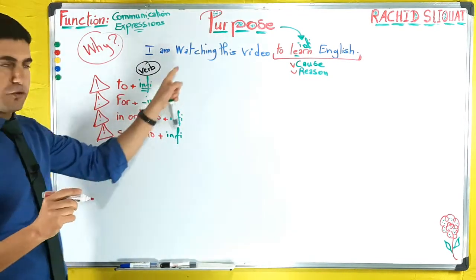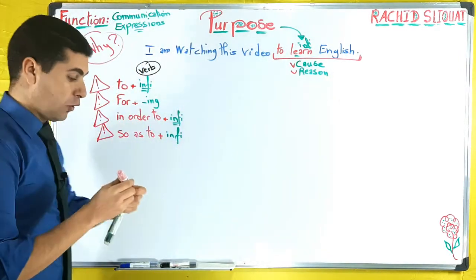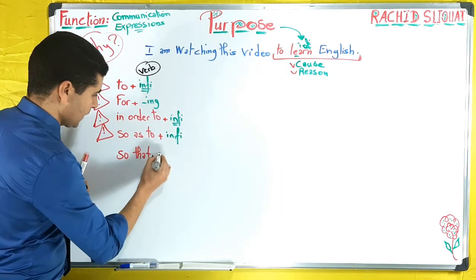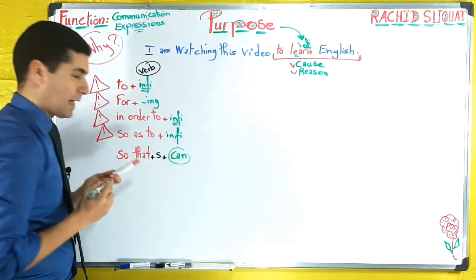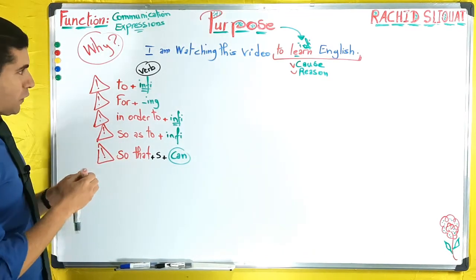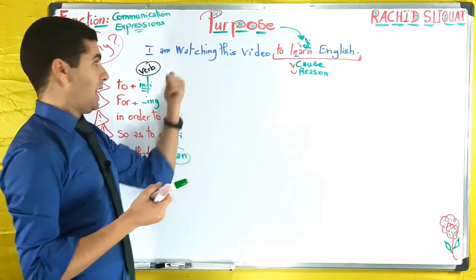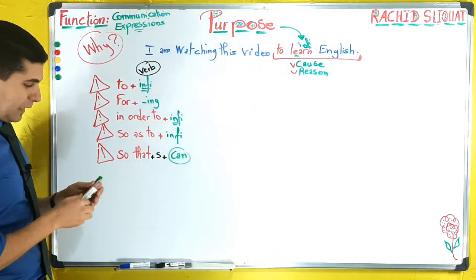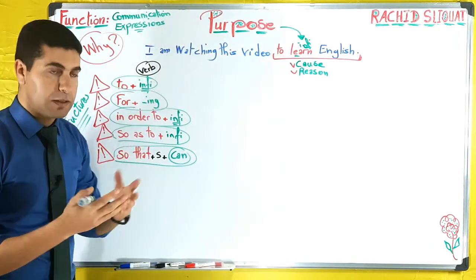Again, we can say I am watching this video so as to learn English, or we can have "so that" plus the subject plus the modal verb "can". So this is very important to remember. For example, we can say I am watching this video so that I can learn English. So these are the common structures for expressing the purpose.